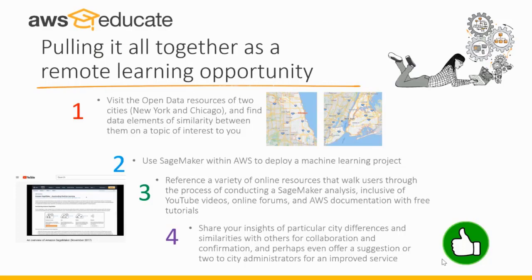So number 1, visit the open data resources of a couple of cities that you think might be interesting. Think about some things you might want to compare and contrast between the two. Step 2, take a look at SageMaker within AWS or any other resources there, or any of the other platforms mentioned in the webinar here, and deploy a machine learning project that will take you through step by step about how you can do that.